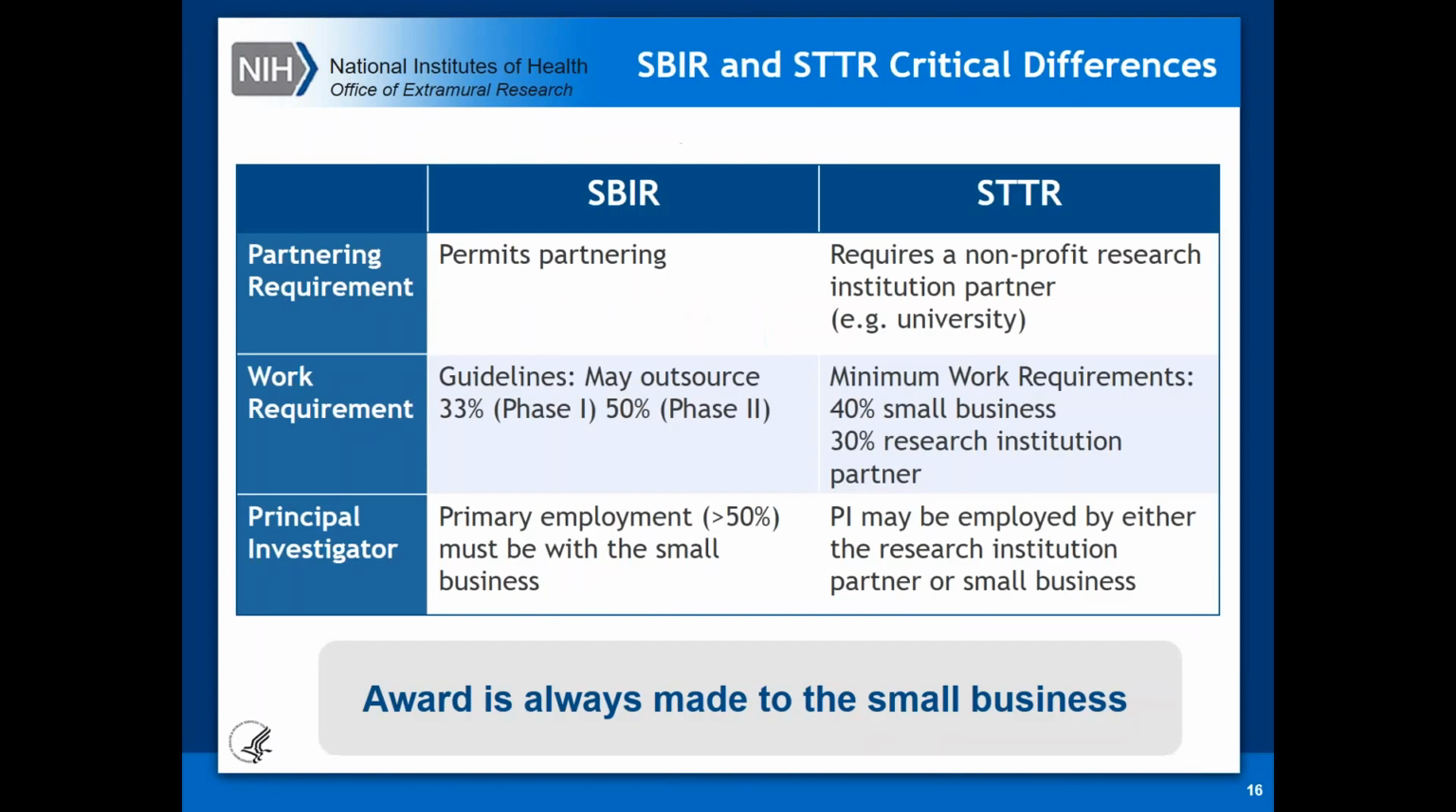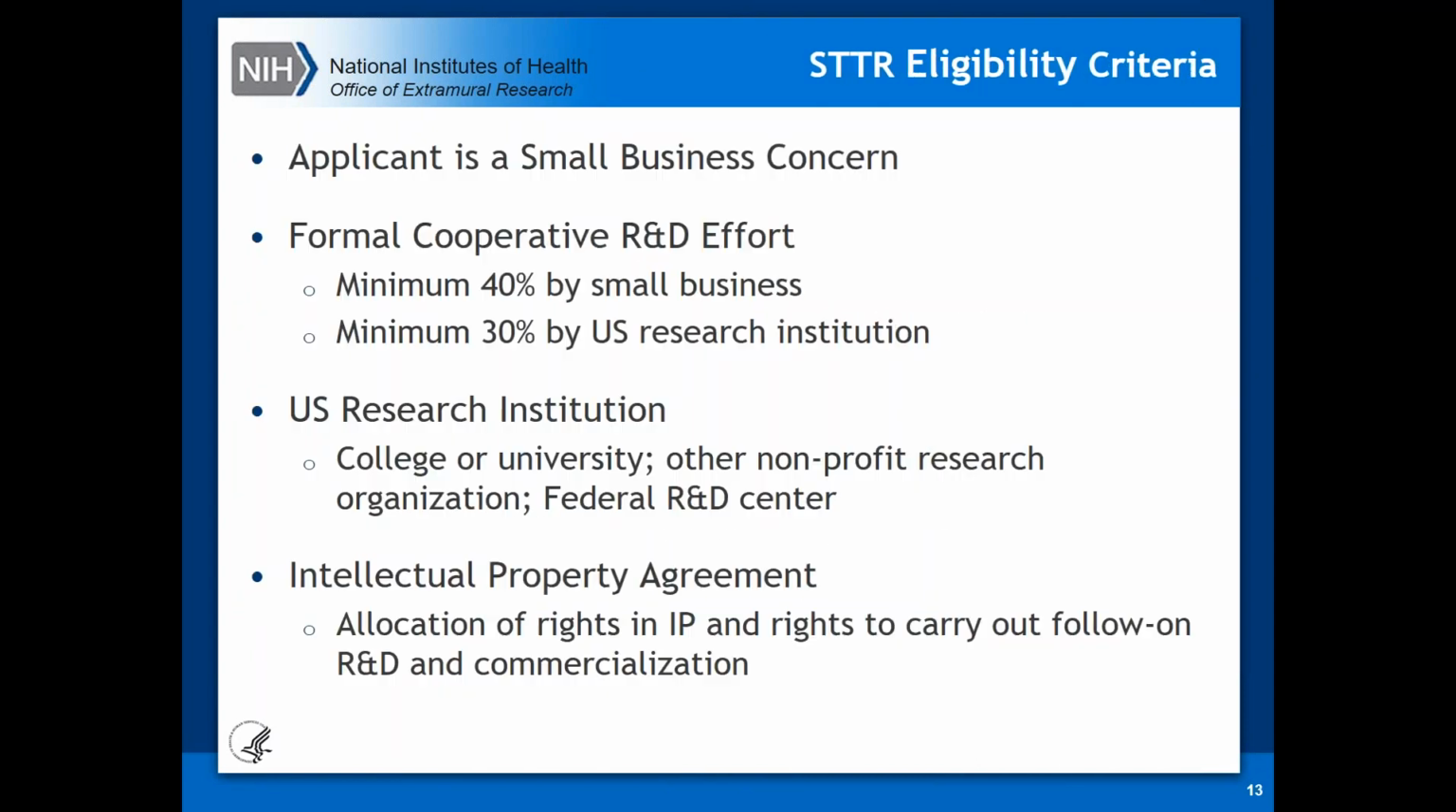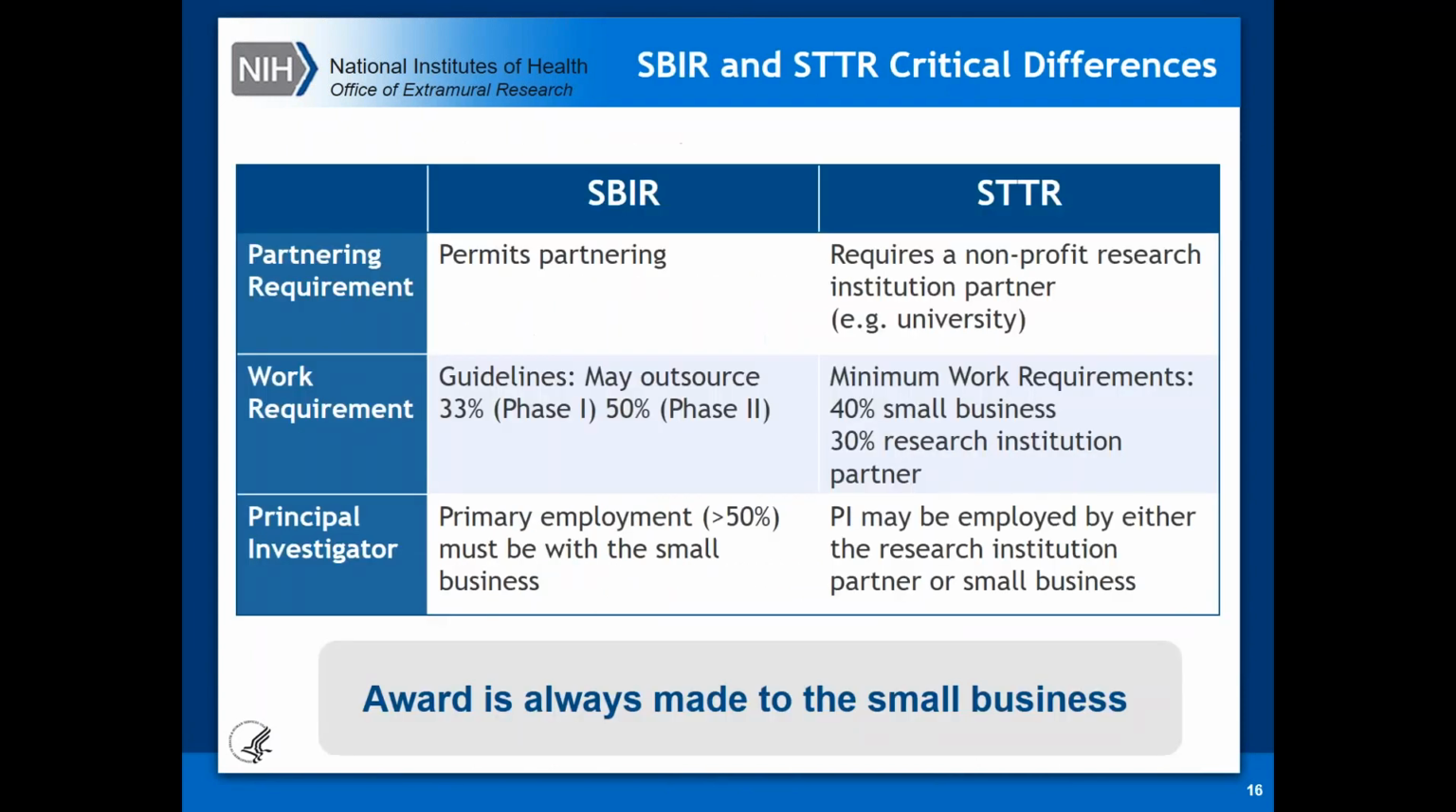The U.S. research institution itself would be a college or university or other nonprofit research organization or possibly a federal R&D center. Another key about the STTR program is there should be an intellectual property agreement in place between the small business concern and the university, so that it's very clear how the IP will be allocated as you move forward in commercialization, because you don't want commercialization to be stalled because you're not certain how the IP is going to be managed through the program.